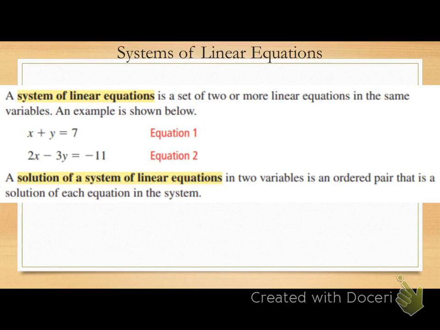A solution of a system of linear equations in two variables is an ordered pair, so an x value and a y value, that is a solution of each equation in the system. So in order for an ordered pair to be a solution to my system of equations, it has to be a solution for both of my equations, not just one or the other, but both of them. Any questions about that? Okay, I'll give you guys some time to write.